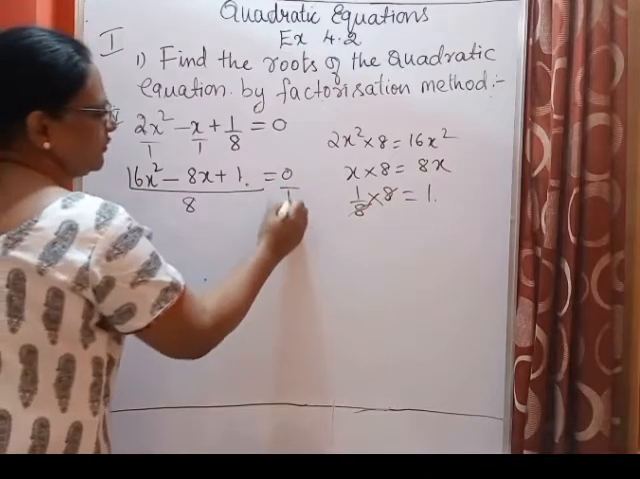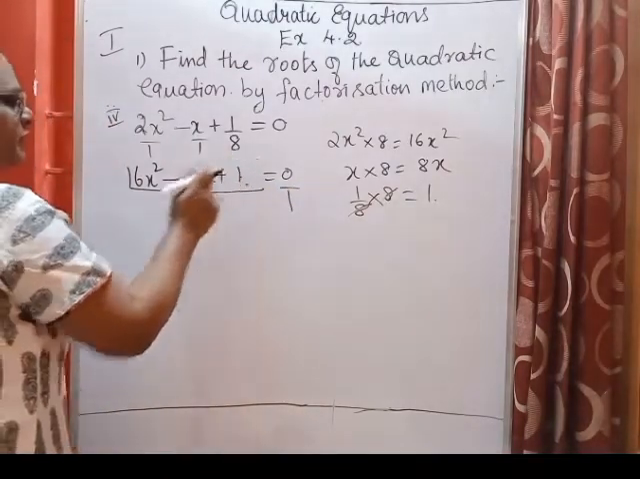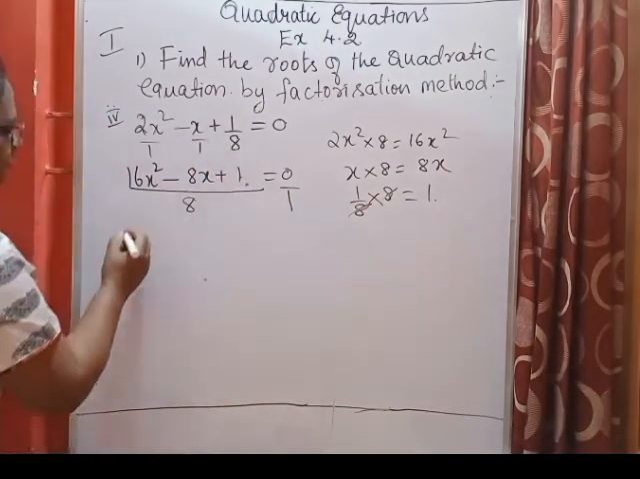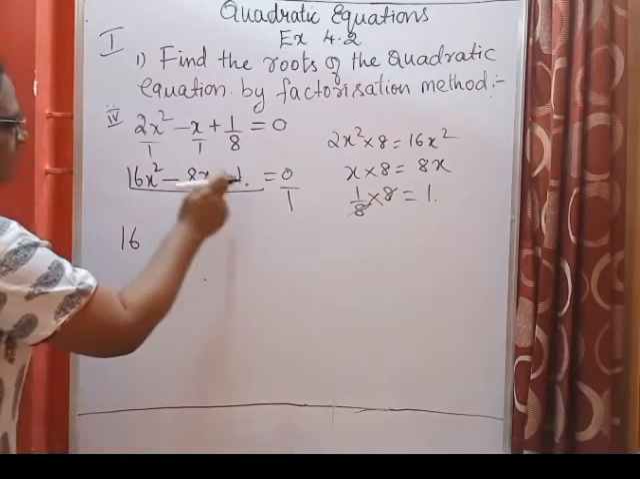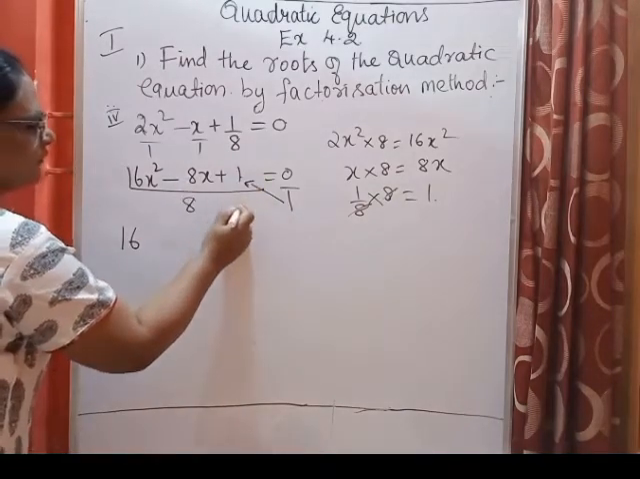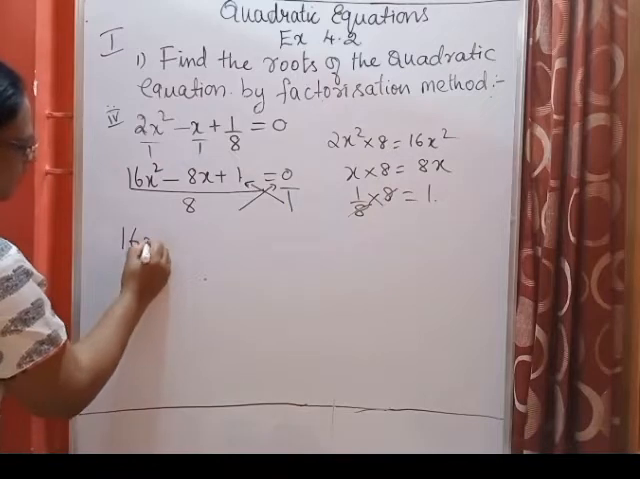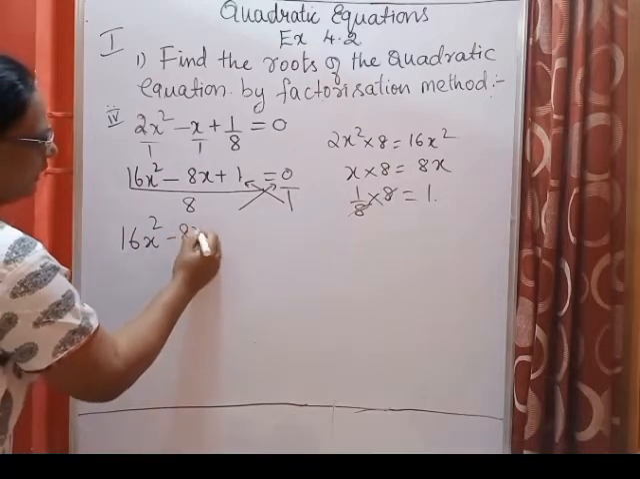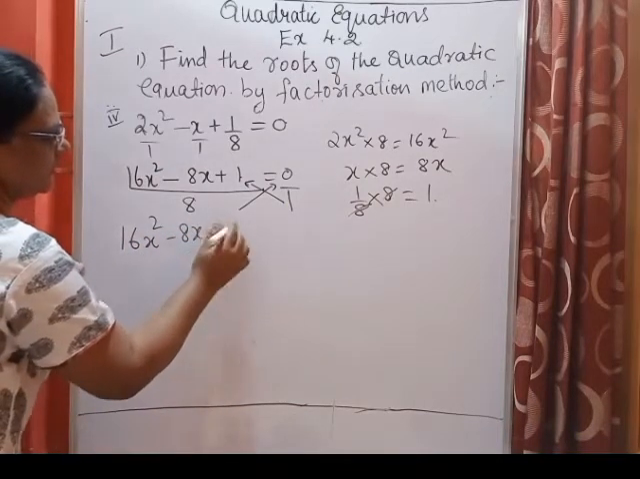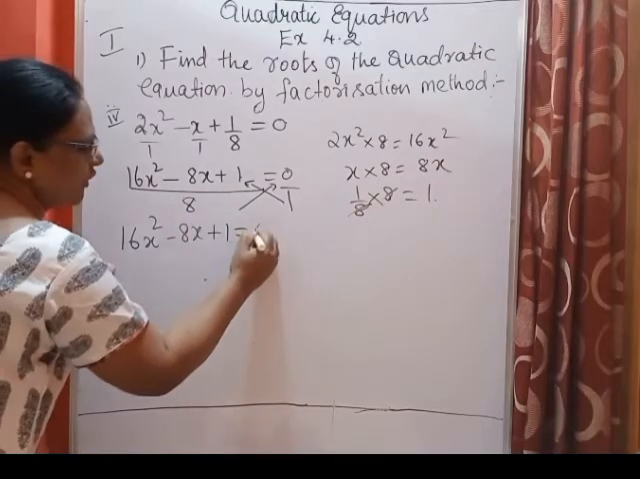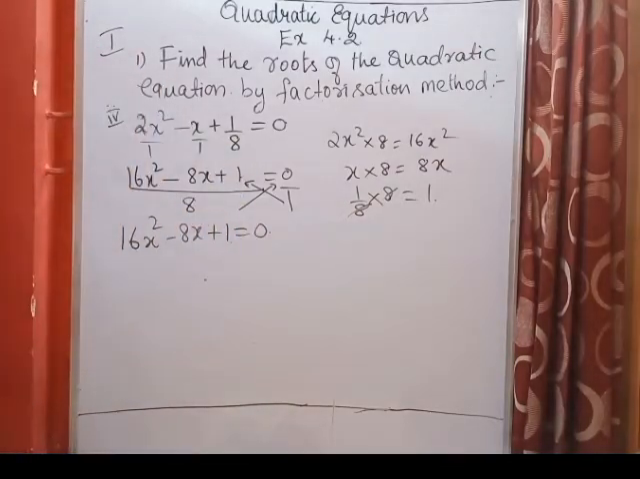Now I am going to cross multiply. From 1 I multiply all these. From 0 I will multiply 8. So from 1 if I multiply this, I will get the same terms: 16x square minus 8x plus 1 is equal to 8 zeros are 0. Now 8 is gone.